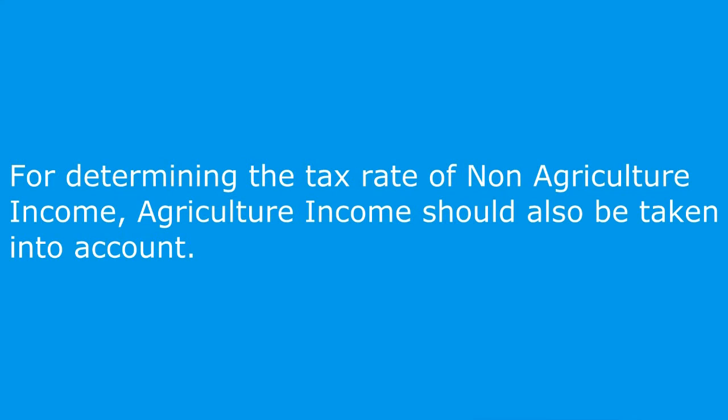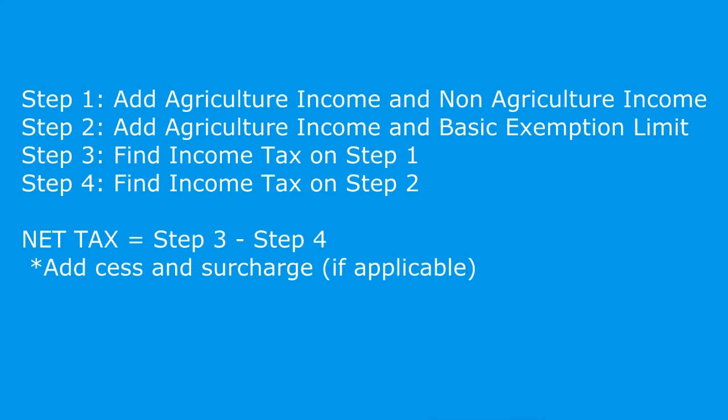As I said in the beginning of the video, though your agricultural income is exempted from income tax, in order to determine the rate at which your non-agricultural income is to be taxed, you have to take into account your agricultural income also. This is called aggregation of agricultural income. So whenever you earn agricultural income, this is how you need to find income tax payable. Step 1. Add agricultural income and non-agricultural income. Step 2. Add agricultural income and basic exemption limit. Step 3. Find income tax payable on the amount arrived at in Step 1. Step 4. Find income tax payable on the amount arrived at in Step 2.